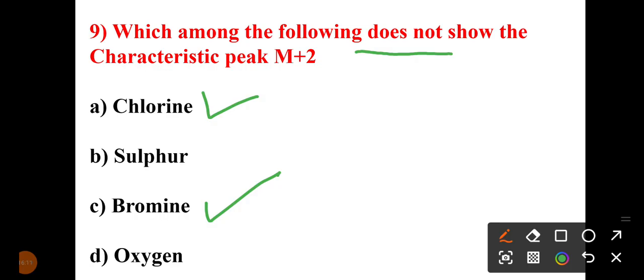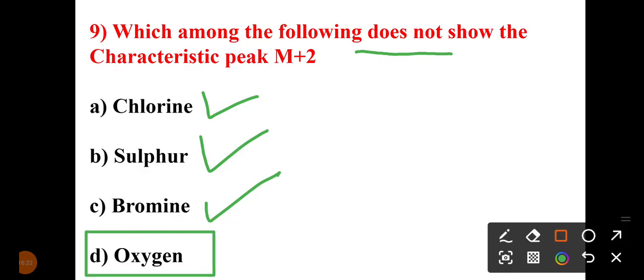So chlorine and bromine show the M plus 2 peak. Then sulfur is also showing the M plus 2 peak. So what is our answer here? That is oxygen. Oxygen is not going to show any M plus 2 peak in mass spectroscopy. So just remember, guys, this question is very important. Chlorine, sulfur and bromine have the characteristic M plus 2 peak, but oxygen does not. You have to remember these three: chlorine, sulfur and bromine.